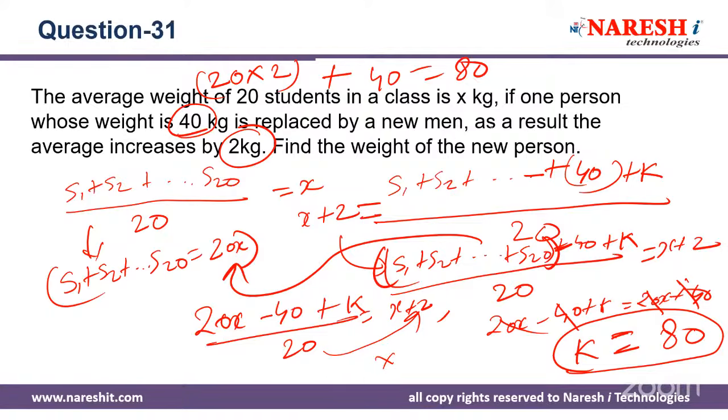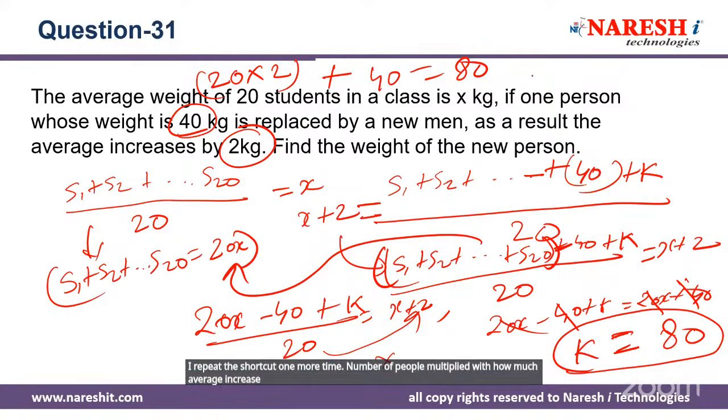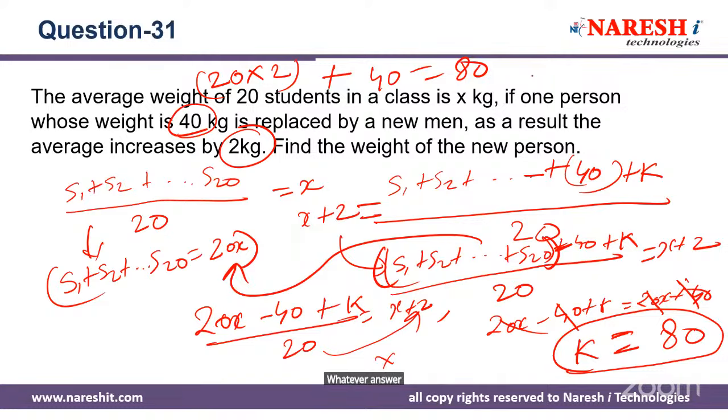I repeat the shortcut one more time. Number of people multiplied with how much the average increased, 20 into 2. Whatever answer you get, add the weight of the person who has been replaced. So 20 into 2, 40 plus 40 equal to 80 kilos.